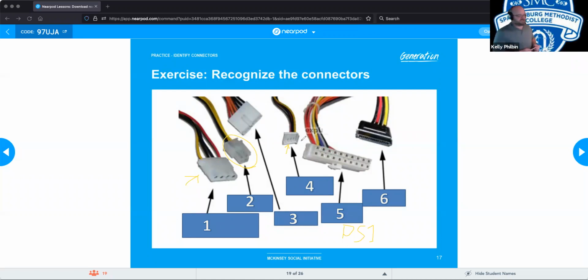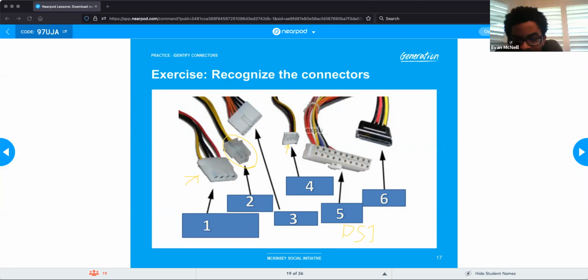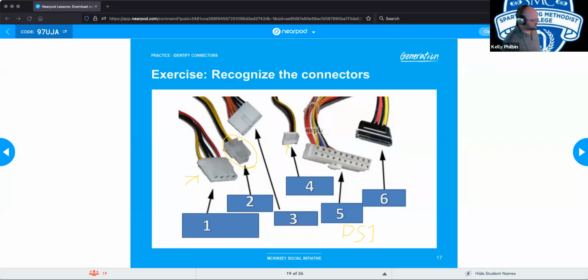Who wants to take a stab at number 6? I got Evan up here. Evan, you want to tell us what number 6 is? Evan? You want to tell us what number 6 is? Oh, you said me? Yep. Oh, my bad.